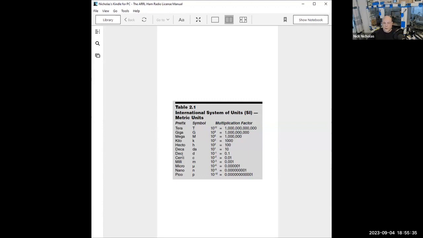If you wanted to bake a cake and you needed a tenth of a liter, I'm sorry, did I say liter? I hope I did. If you wanted a tenth of a liter of, say, vanilla, well, you would put a deciliter of vanilla in.